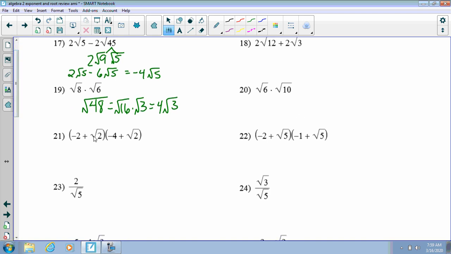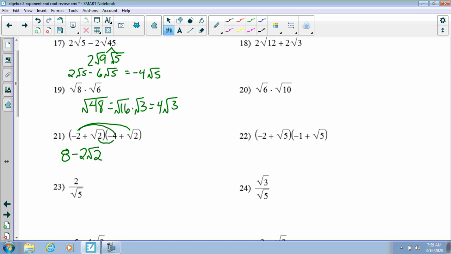On 21, we are going to distribute twice. Some of y'all like to call it foiling. So I'm going to do negative 2 times negative 4, which makes positive 8. Negative 2 times root 2, which is negative 2 root 2. They're not both in the square root sign, so I can't put them both in the square root sign. You're just going to put them next to each other. And then we're going to move on to our root 2.